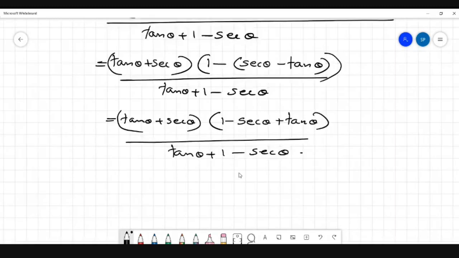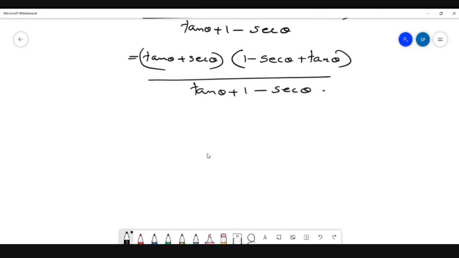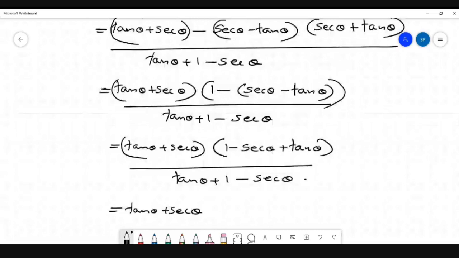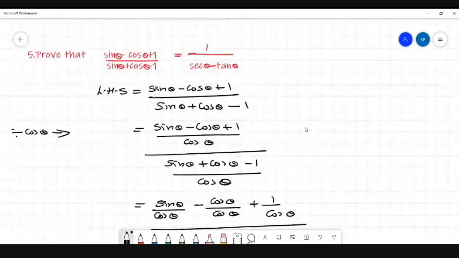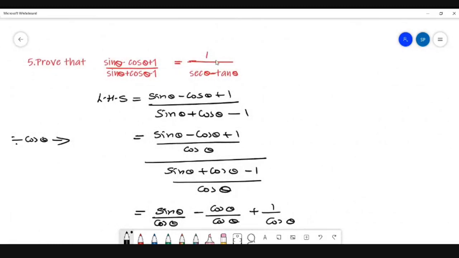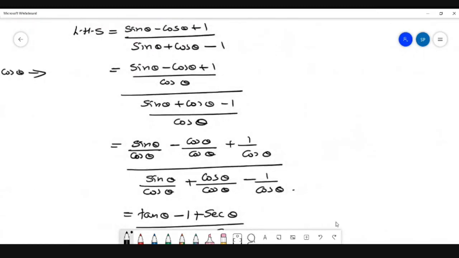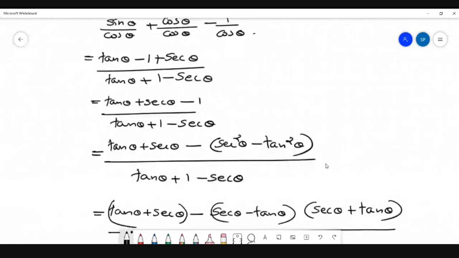So that you will get as tan theta plus sec theta. It is equal to tan theta plus sec theta. But what is our right hand side? Look at the right hand side of the expression. We have the right hand side of the expression as 1 by sec theta minus tan theta. But here we got it as sec theta plus tan theta. Now we convert that expression into this term. That is, we need the denominator as sec theta minus tan theta.